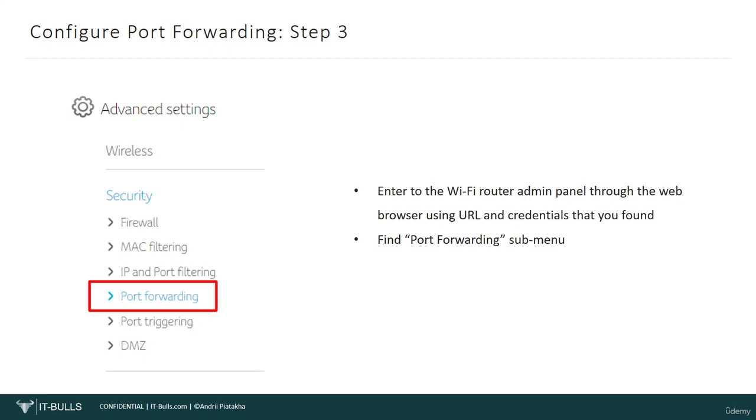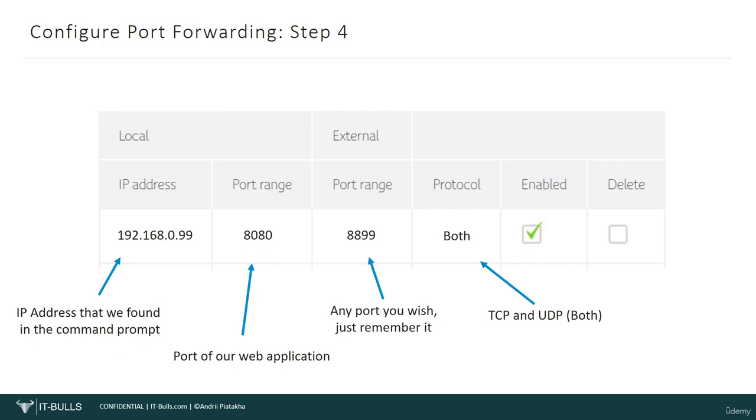on your router. Check the manual of your specific router, or check all possible menus and try to find port forwarding configurations. When you find the port forwarding menu, you need to specify the following configurations. Local IP address. That is the address that we found in the command line. Local port. That is the port where your application will be running.